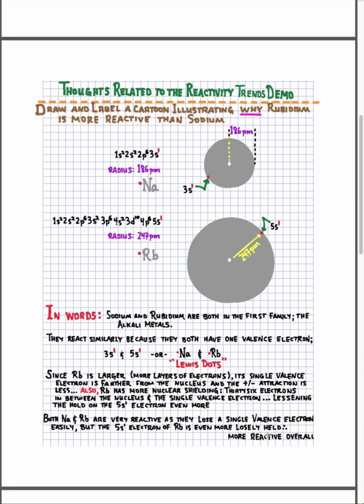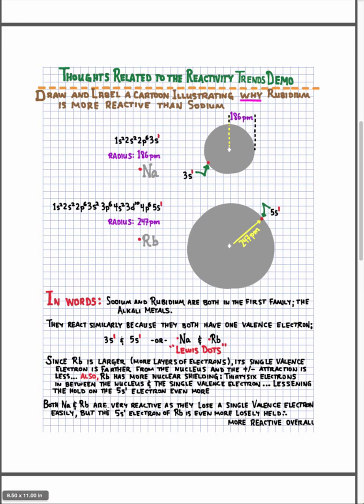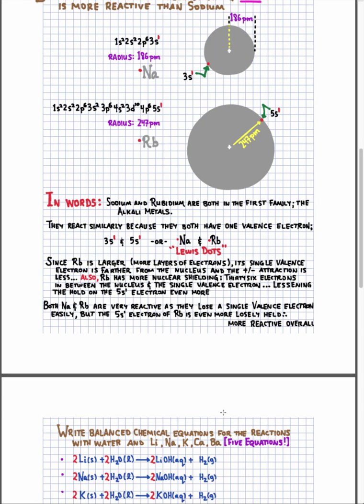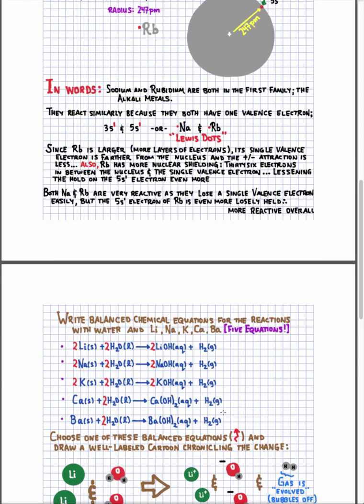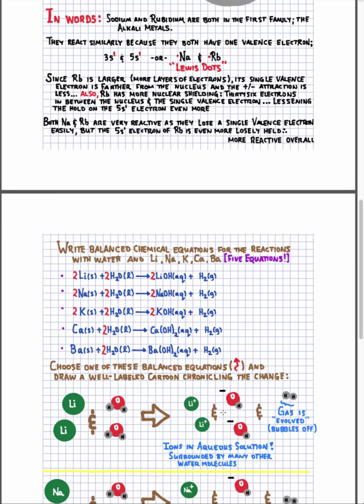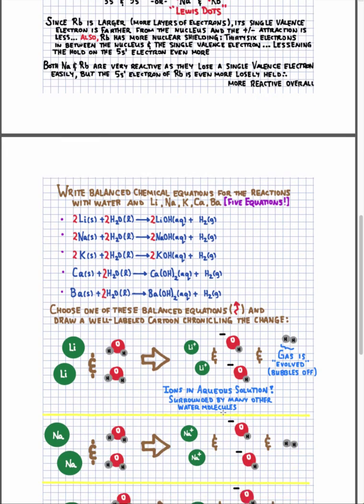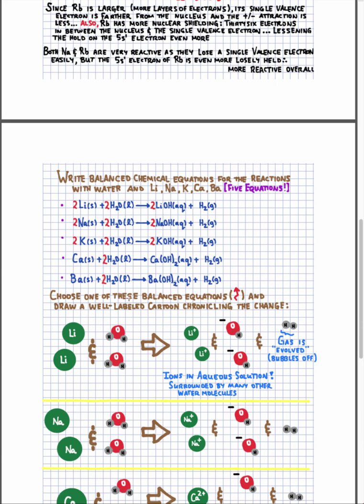Anyways, think about it. What I concluded, both sodium and rubidium are very reactive, as they lose their single valence electron pretty easily, but the 5s1 electron of rubidium is even more loosely held, and therefore, if that electron is more loosely held, that type of atom, that element as a macroscopic sample, is more reactive. So I bet you were able to look up the equations, but it's good to think about them.